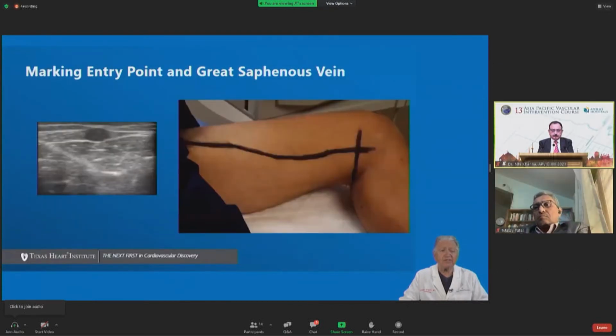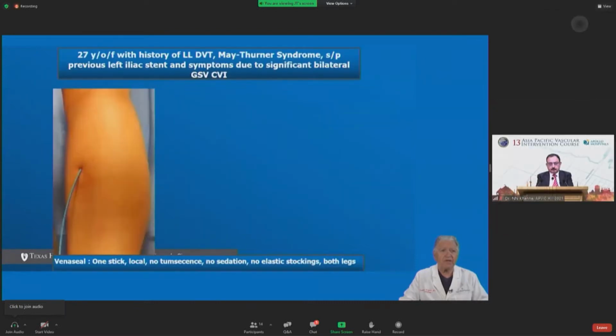The important thing is, similar to thermal therapies, you have to mark the entry point of the saphenous vein and also determine where is the most appropriate position to enter the vein.